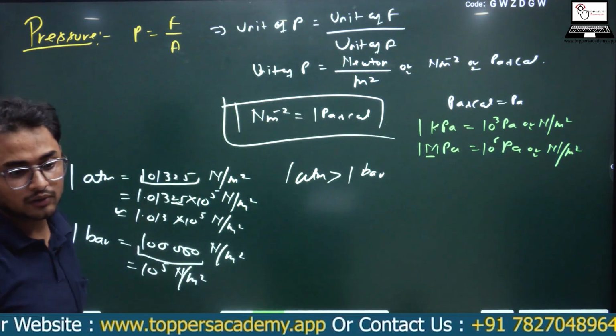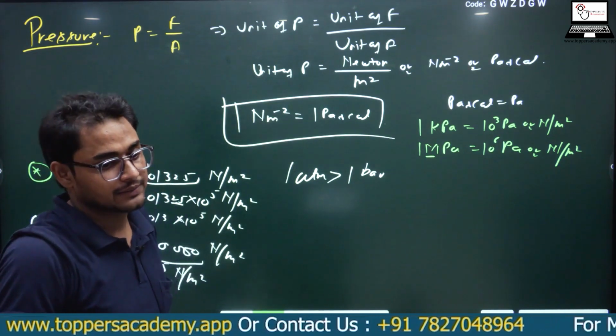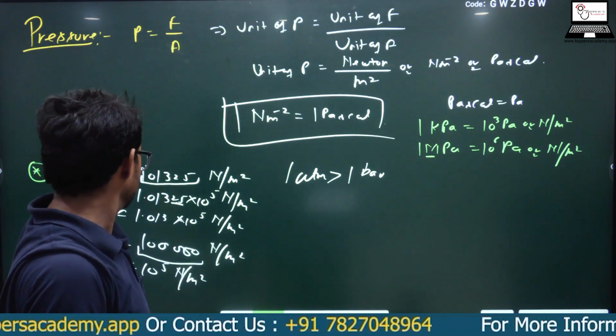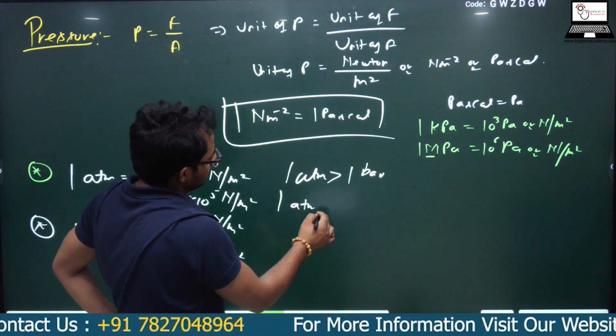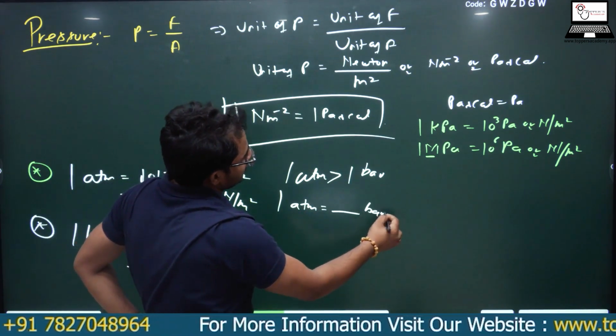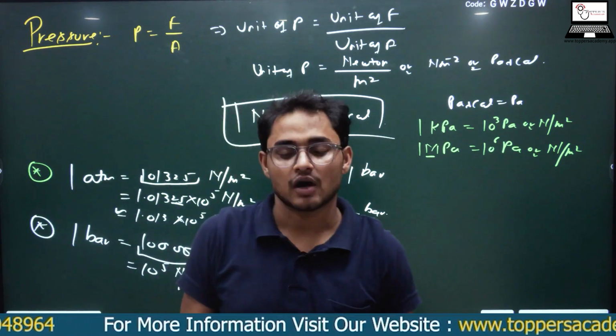That was about this. Okay. Now one more thing. Let me tell you. Suppose a question you are having, that one ATM is equal to how many bar? Is the question. And how to deal with this problem?